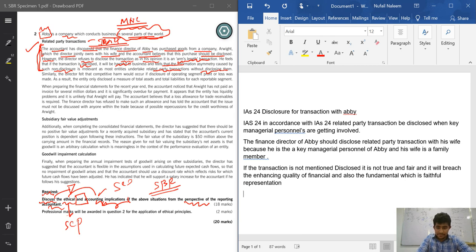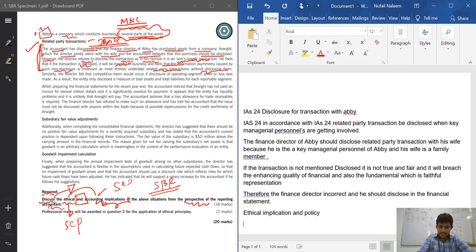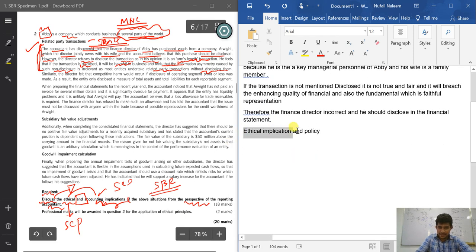And I need to mention here solution. So therefore the finance director is incorrect. You should mention this clearly. The finance director is incorrect, and he should disclose in the financial statement. Please keep this in mind, students. Very important thing. Now I can mention here another subheading as ethical implication and policy.